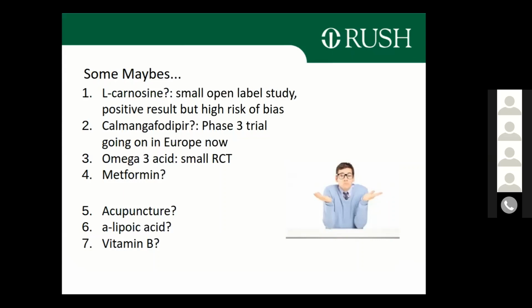And again, the last couple, acupuncture, lipoic acid, vitamin D, unfortunately the data isn't great. So with acupuncture, when they did it during chemotherapy, the neuropathy symptoms were similar in patients who got acupuncture and didn't get acupuncture.